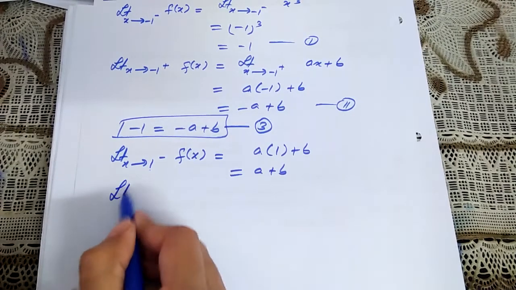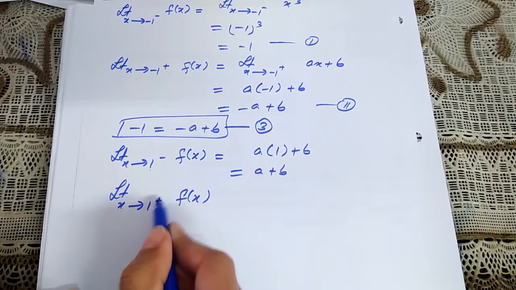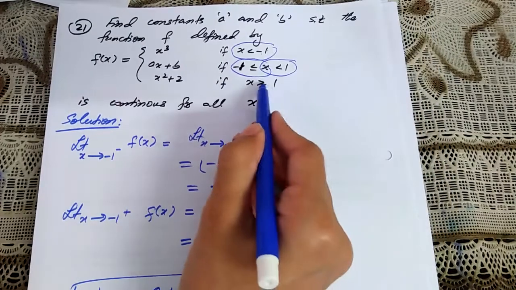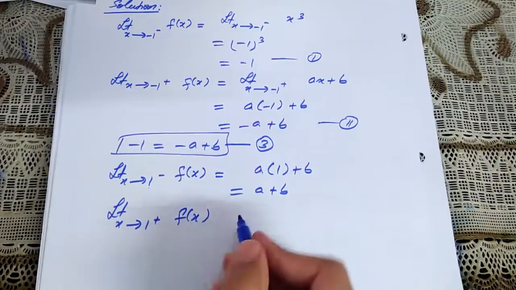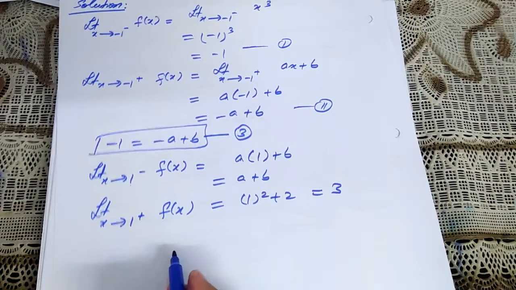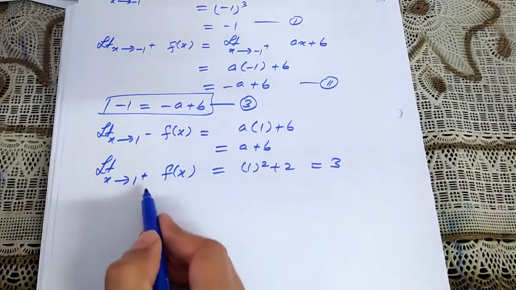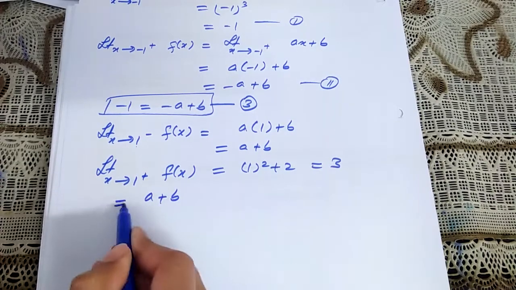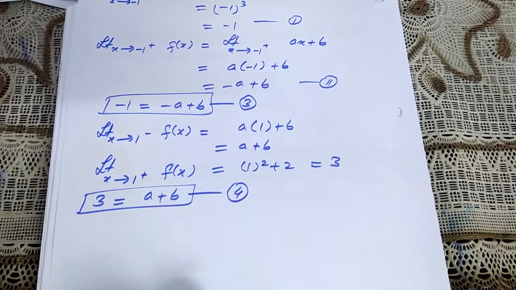Now consider the right hand limit. Limit x approaches to 1 plus f of x. This means x must be greater than 1. And x is greater than 1 at x square plus 2. Replace the x with this 1. We'll get here this one, that is equal to 3. Now the function will be continuous if this one will be equal to 3, that is a plus b will be equal to 3. So this is, let's suppose, equation number 4.